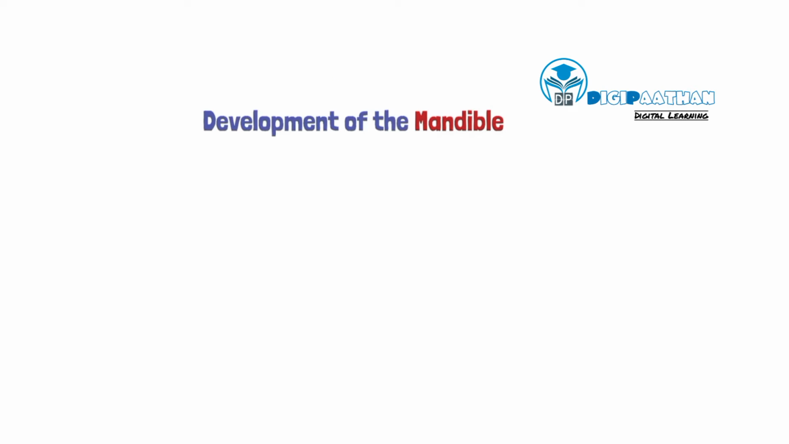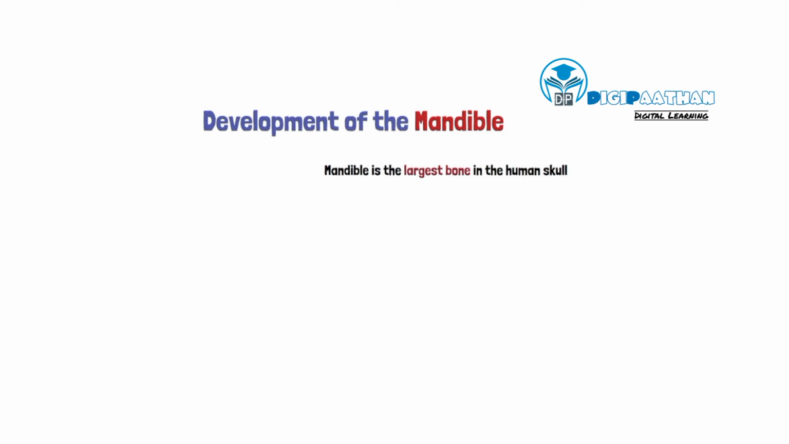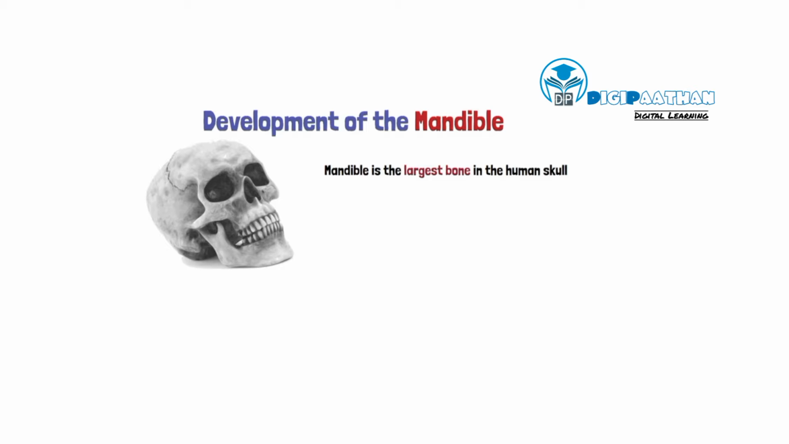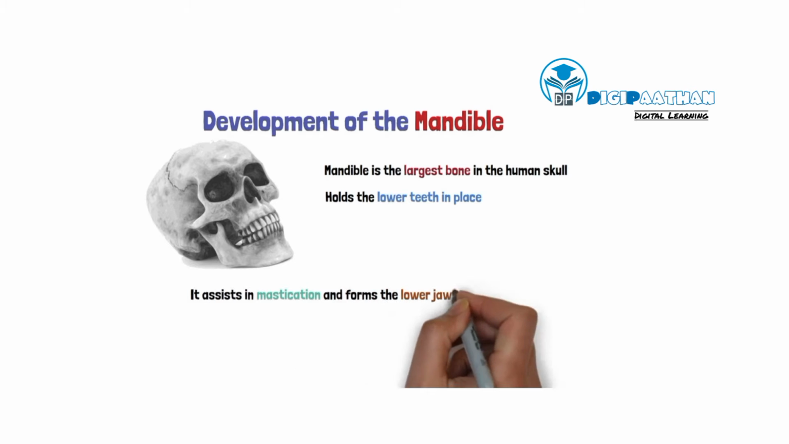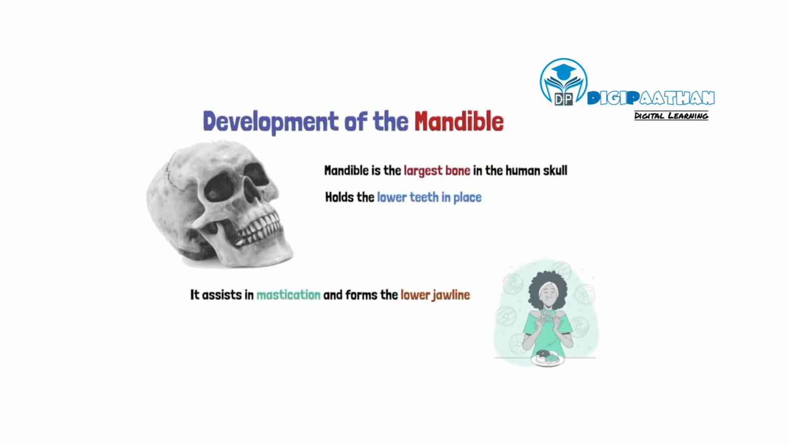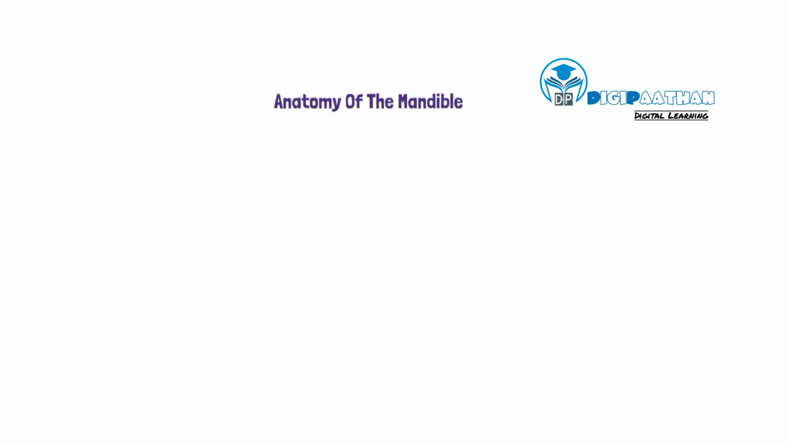Development of the mandible takes place. So the mandible is the largest bone in the human skull, and it holds the lower teeth in place. It also assists in mastication, and it forms the lower jawline. So now, to understand the development, let's go through the anatomy of the mandible.